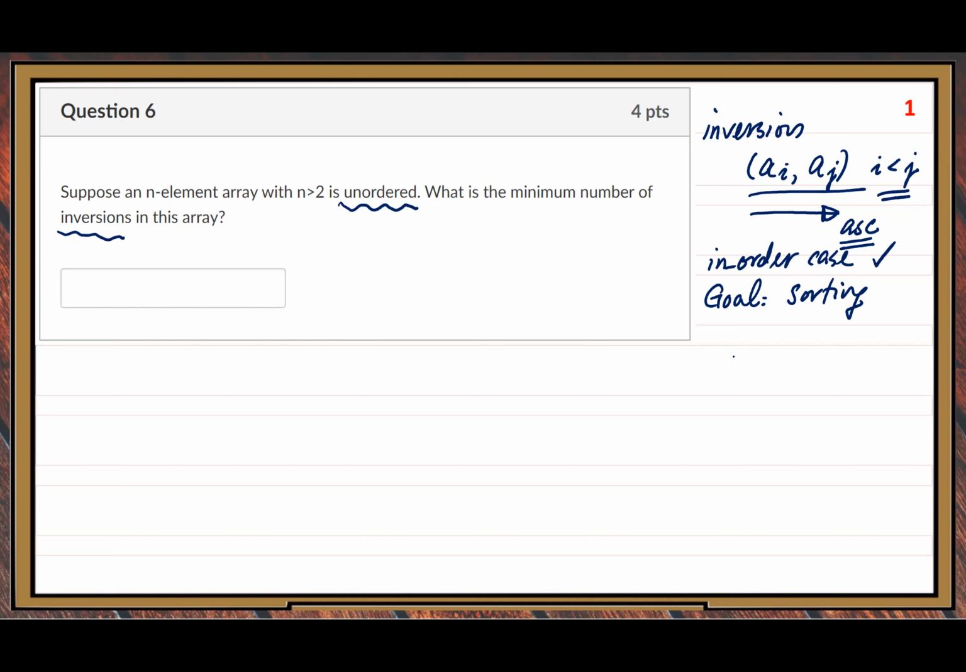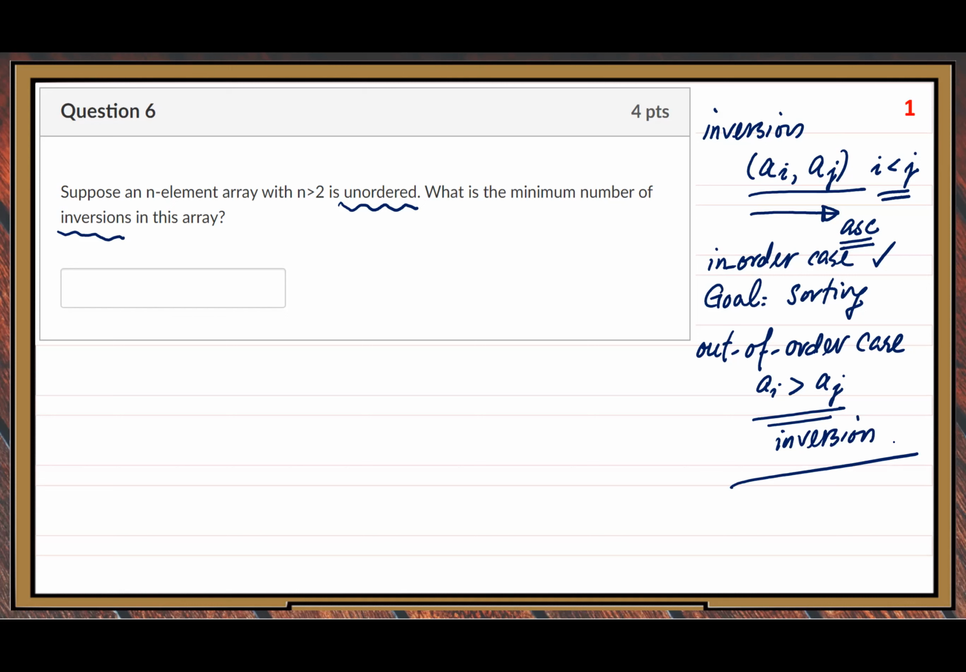So that is the out of order case. In the out of order case, a sub i is greater than a sub j. We say it is an inversion. So that's the meaning.